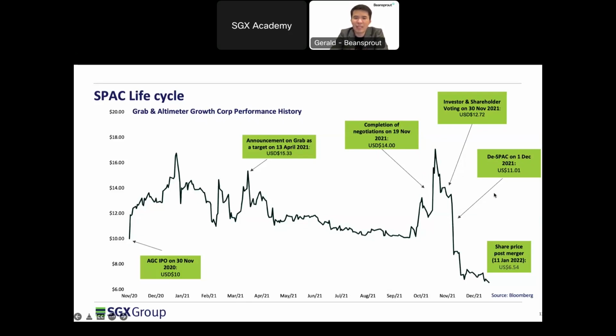Thereafter, it would trade based on the fundamentals of Grab, and we saw that the share price of Grab came down sharply from the $11 per share at the point of the de-SPAC. So at various points in the life cycle, we see the share price reacting in a different way. Hopefully with this, we have a better understanding of what a typical life cycle is like for a SPAC.